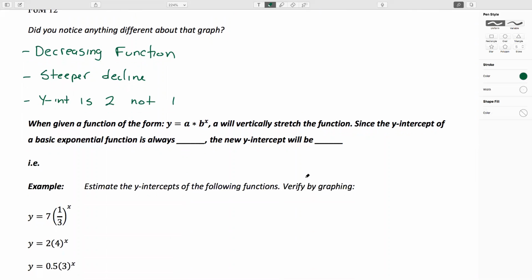So let's talk about some general trends, some things to look for with exponential functions. I don't want to have to do a table of values every time. When you're given the function y equals a times b to the x, a will vertically stretch the function. So a is going to make the function steeper. It's like you took the function, grabbed it in 2 spots, and stretched it out like an accordion.